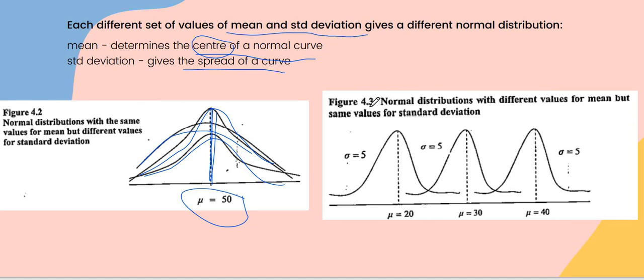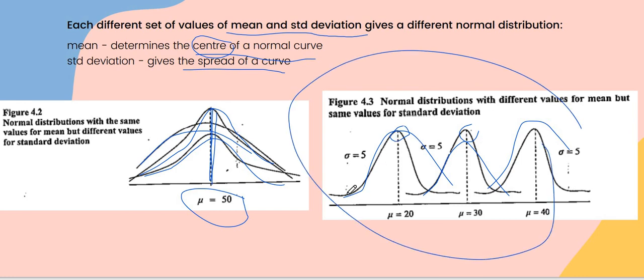Then for figure 4.3, you can see that the spread of the curve is equal for all of them, but the value of the mean is different. So the peak of each is different. If you overlap all these three, just imagine you overlap them, the shape or the spread of the curve will be the same, only the peak will be different. The peak will be different because your mean is different. So your standard deviation is equal, but your mean is different. So it gives you the shape like this.